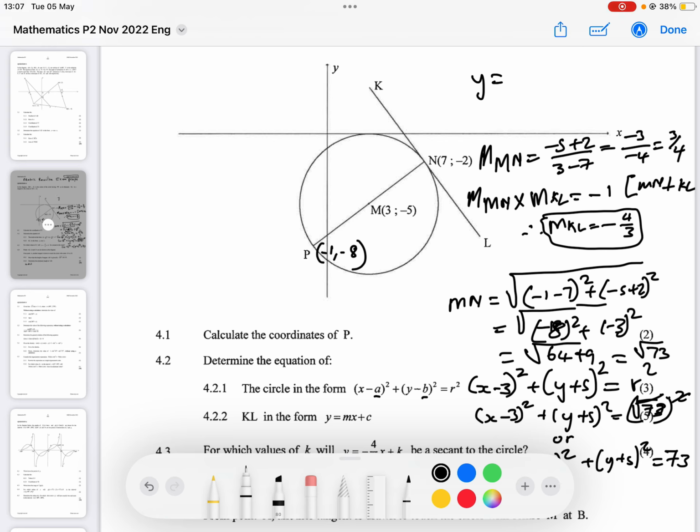Now we can write the equation. y equals minus 4 over 3 x plus c. We don't know c, so we're going to substitute the point that lies on KL. The point that lies on KL is N, 7 and minus 2. Substitute: y is minus 2 equals minus 4 over 3, x is 7, plus c. Then you get c. This is going to give us 7 times 4.